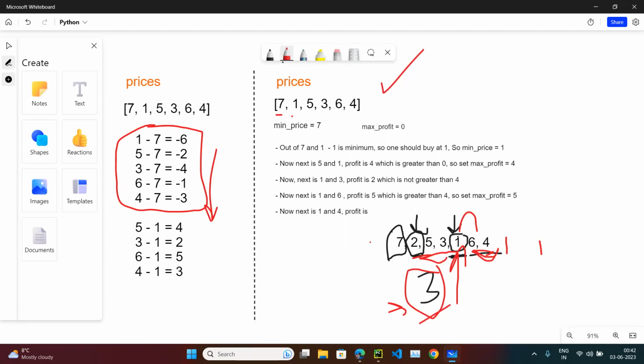We can use the sliding window. So why is it called a sliding window? Because we are putting one pointer here, that is the minimum price pointer, and we are going further. As soon as we find a new minimum, we put the pointer there and go further. So the window is sliding, so that's why it's called a sliding window.